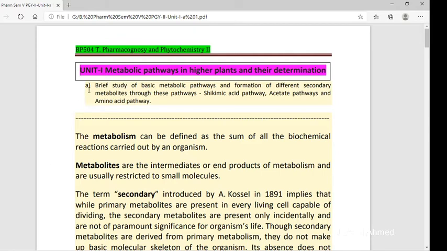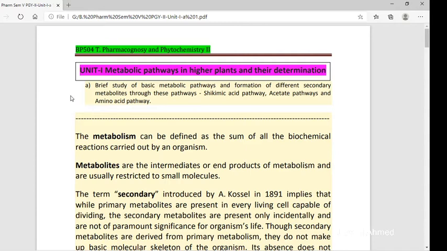A brief study of basic metabolic pathways and formation of different secondary metabolites through these pathways. Under this heading, we have to cover some metabolic pathways like shikimic acid pathway, acetate pathway, and amino acid pathway. These 3 pathways we have to cover in your syllabus. We will cover it one by one in our lecture series.